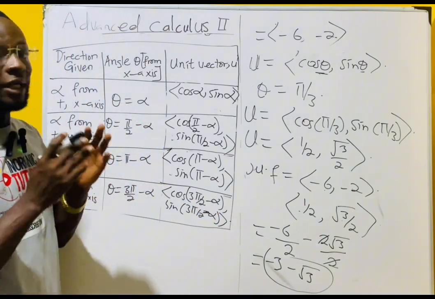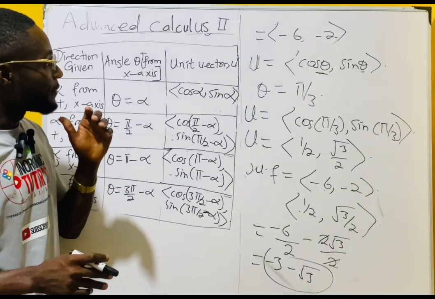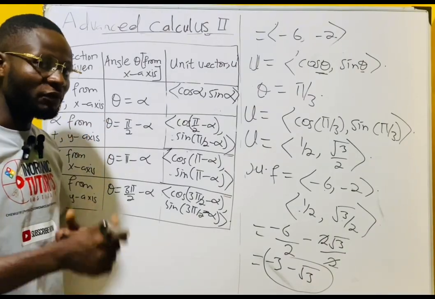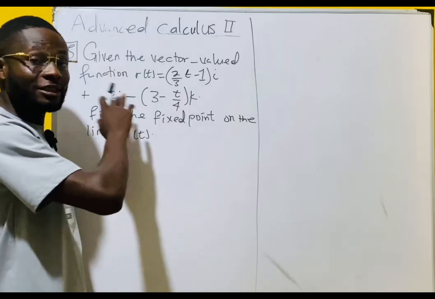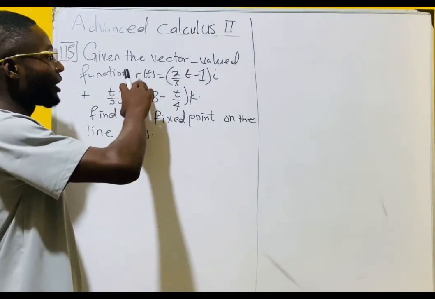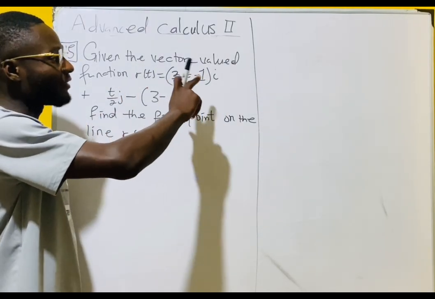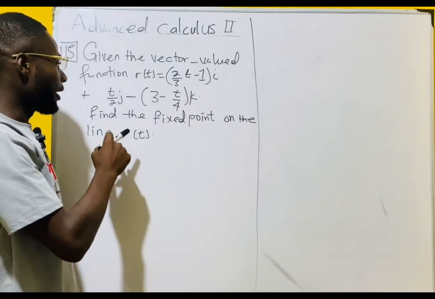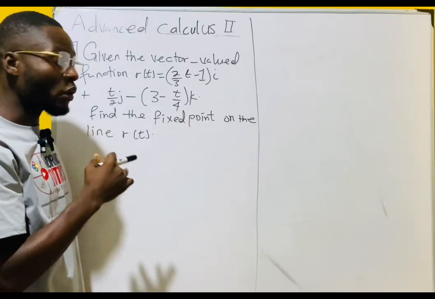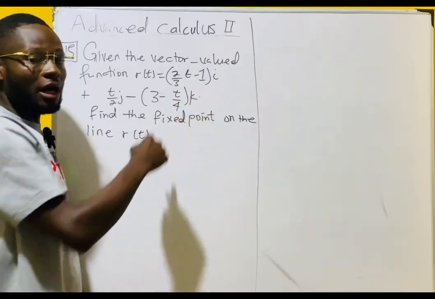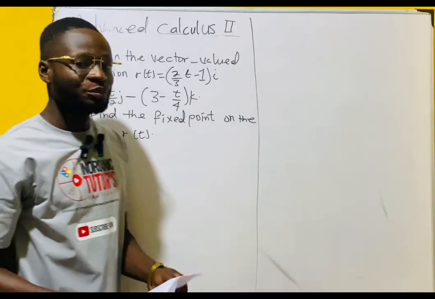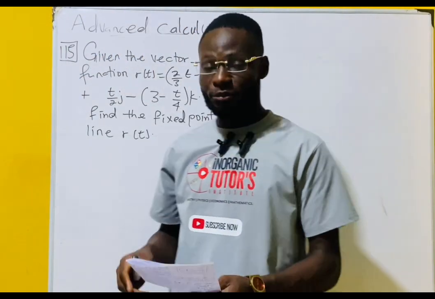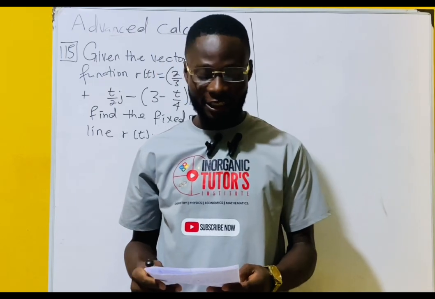All right, so that is the end of question number 14. Now let's move on to question number 15. With question number 15, we have been given this vector valued function, which we have here, and we want to find the fixed point on the line r of t. So in here, we have to do some small reading.